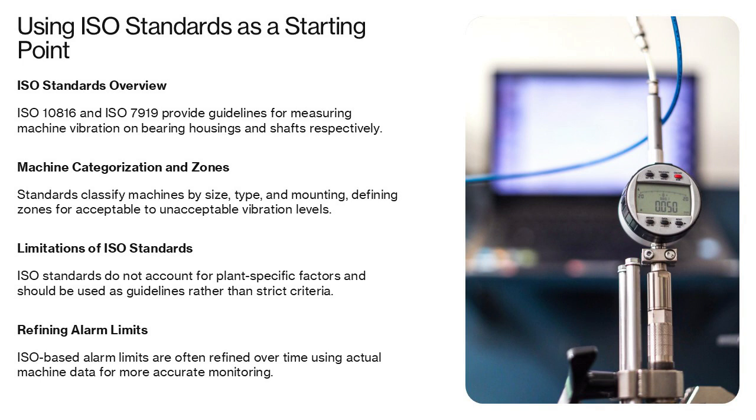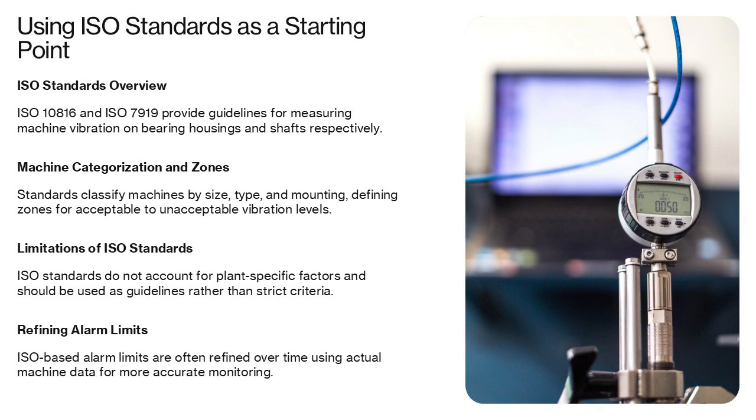ISO 7919, on the other hand, applies to shaft vibration measured with proximity probes and is commonly used on large rotating machinery such as turbines and compressors. These standards categorize machines by size, type, and mounting conditions and define zones that represent acceptable, tolerable, or unacceptable vibration levels. While ISO standards are valuable for benchmarking and for starting new monitoring programs, they have inherent limitations.